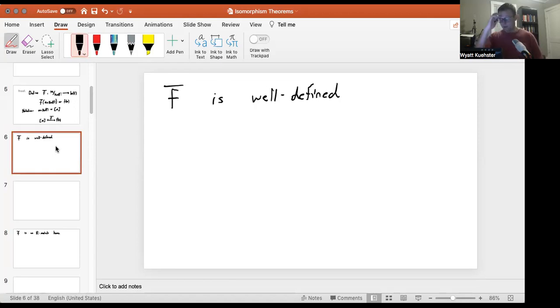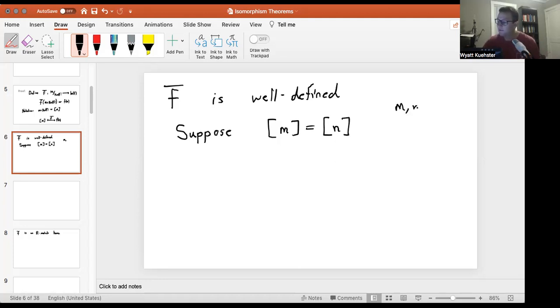Okay, so how do I show that F bar is well defined? Well, I need to take the same equivalence class and pick two different things in that equivalence class, and then show that they map to the same thing. Because in order for something to be a function, the same element can't map to two different things. So suppose the class of m equals the class of n, where m and n are both elements of M. And this class means coset with respect to the kernel of F.